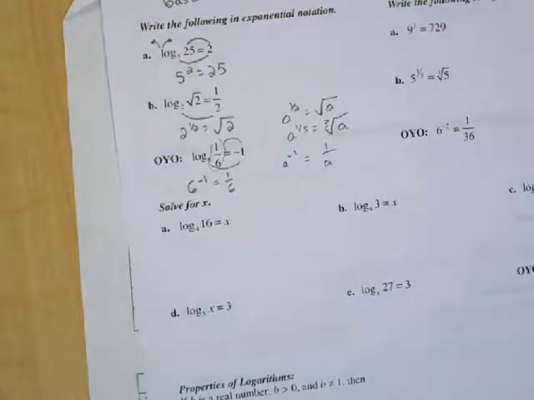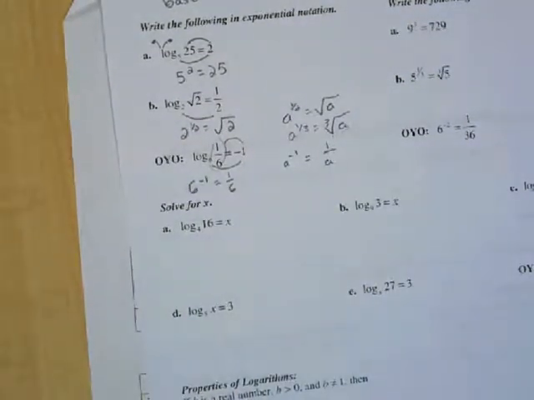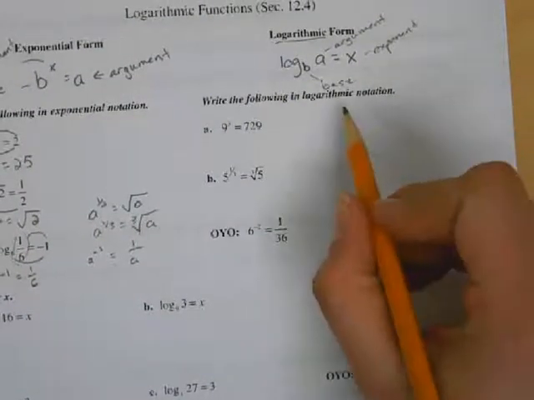I'm just kind of writing them to remind you. So a to the 1/3 is the cubed root of a. That's what those things mean. Okay, now going the other direction, write the following in logarithmic notation.